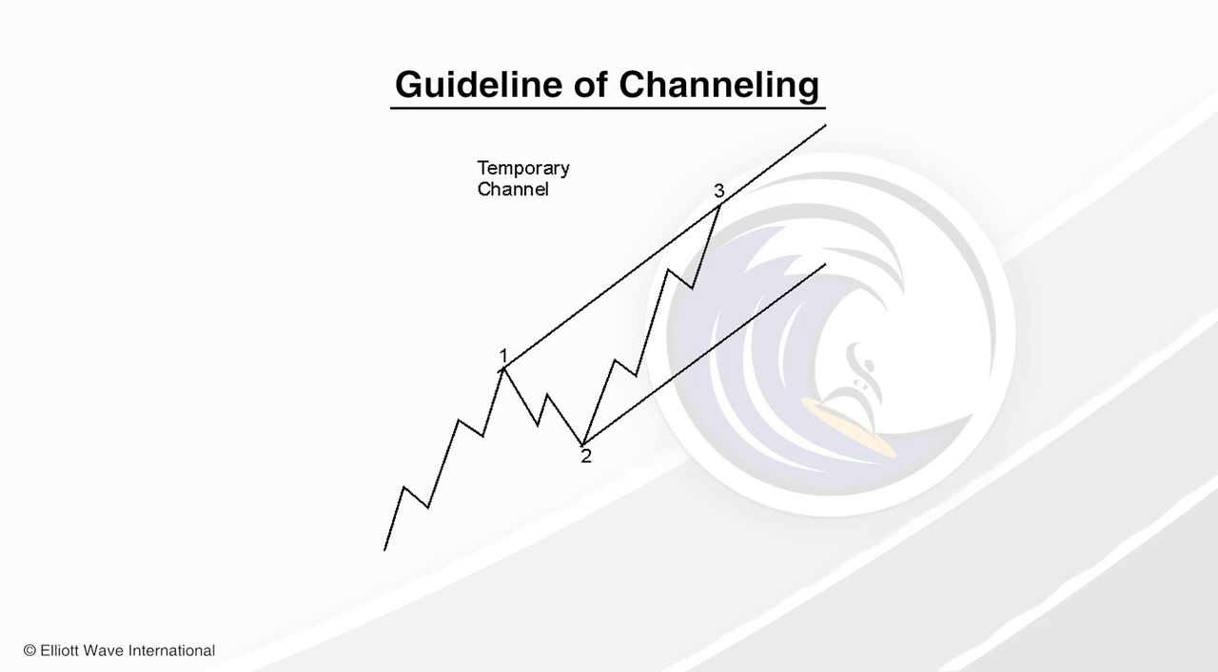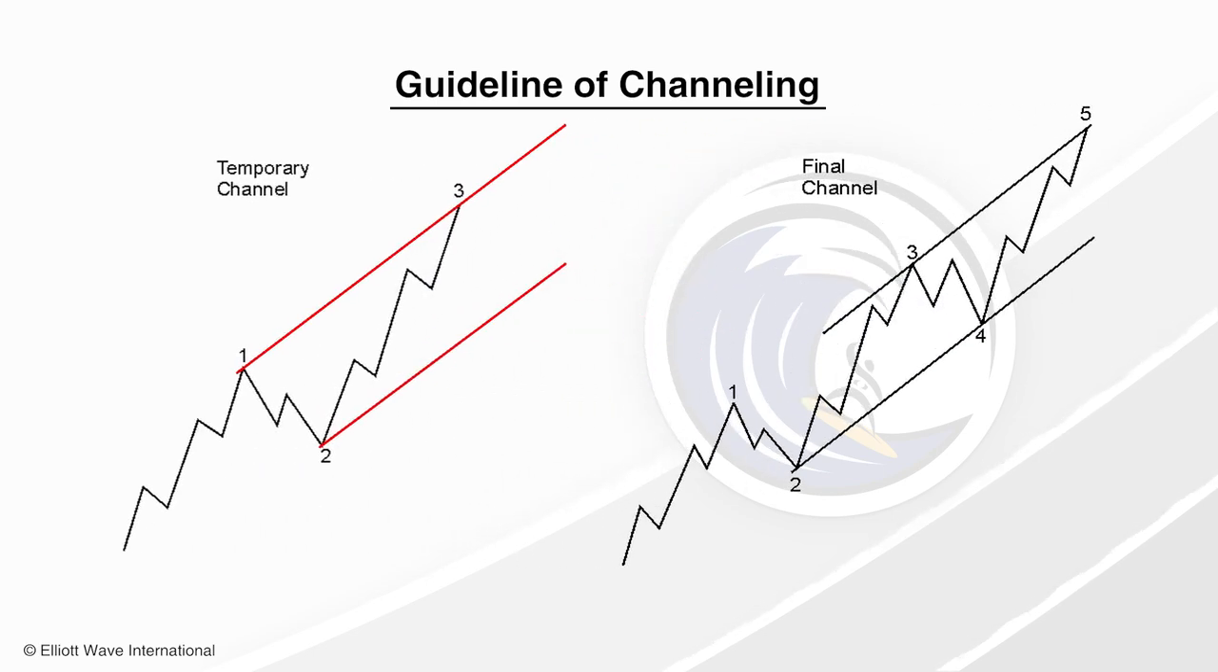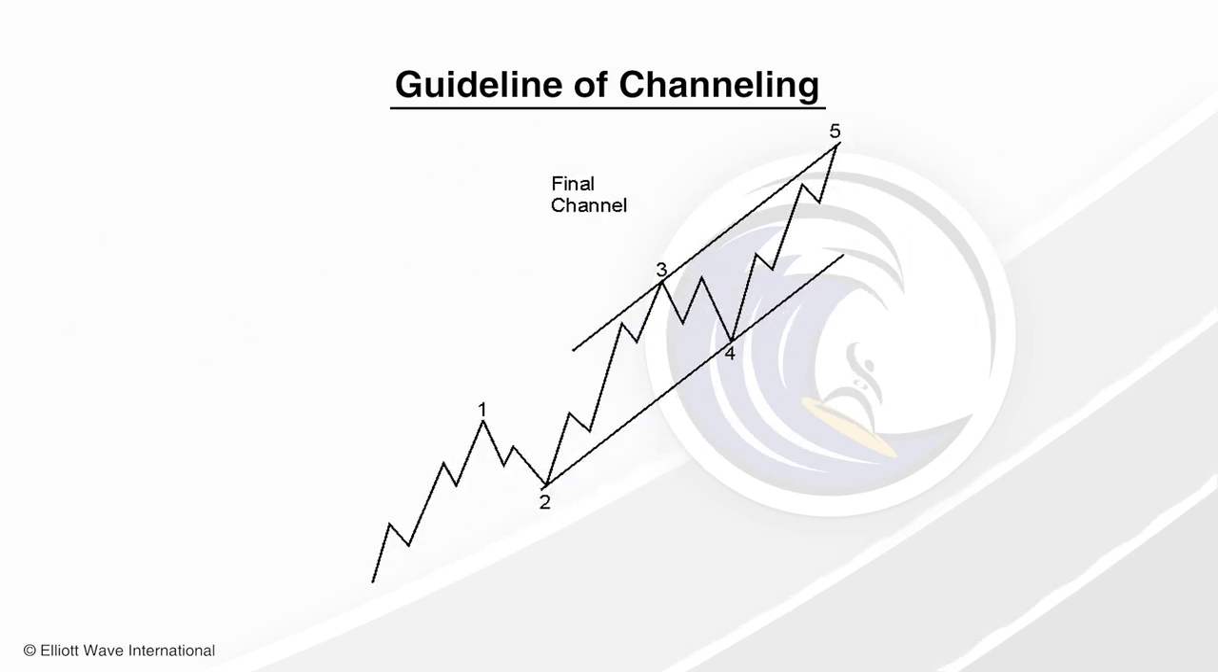You need at least 3 points, waves 1, 2, and 3. And the way you use the channeling technique is you draw a line that connects the termination points of waves 1 and 3, and then we draw a parallel line that includes the termination point of wave 2. That gives us an estimate for where wave 4 will terminate. If we know waves 1, 2, 3, and 4, we can estimate the termination point of wave 5. We do that by drawing a line that includes the termination points of waves 2 and 4, and then we draw a parallel line that includes the termination point of wave 3 to estimate the termination of wave 5.